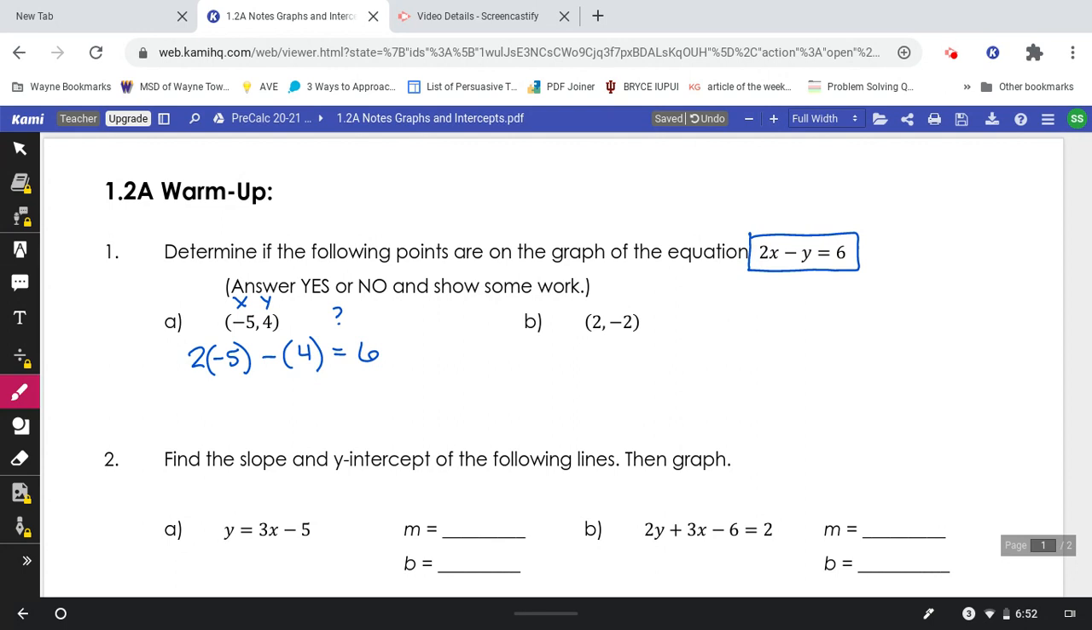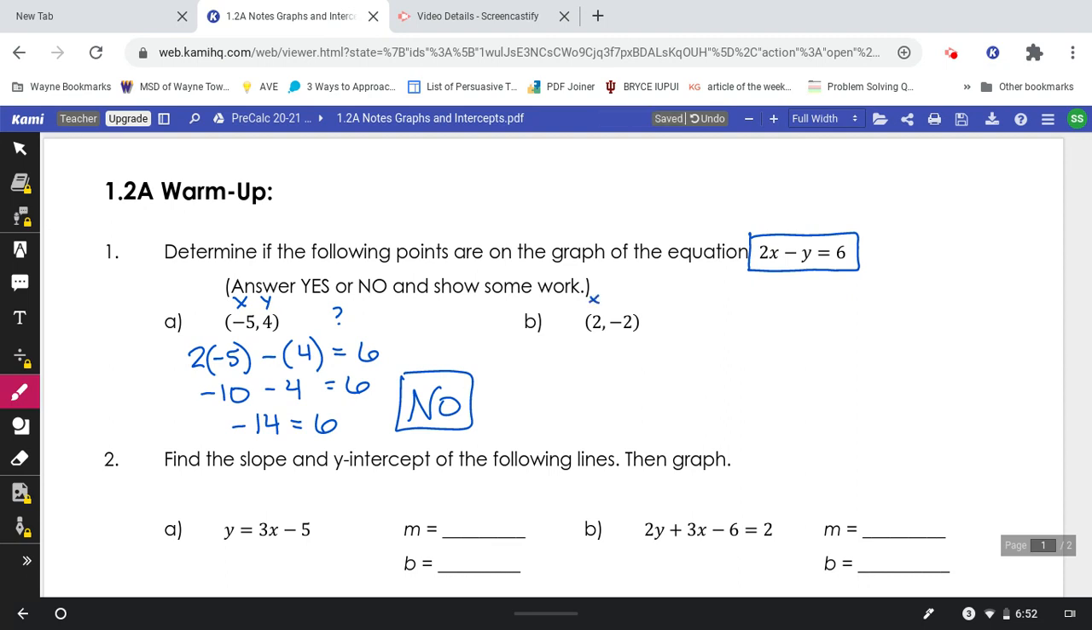And you're either going to say, yes, it does, if the equations are equal, or you're going to say no if one side of this equation is not equal to the other. 2 times -5 is -10. Bring down the -4. Combine the -10 and the -4 to make a -14. That equals 6. No, it does not. So my answer here would be no.